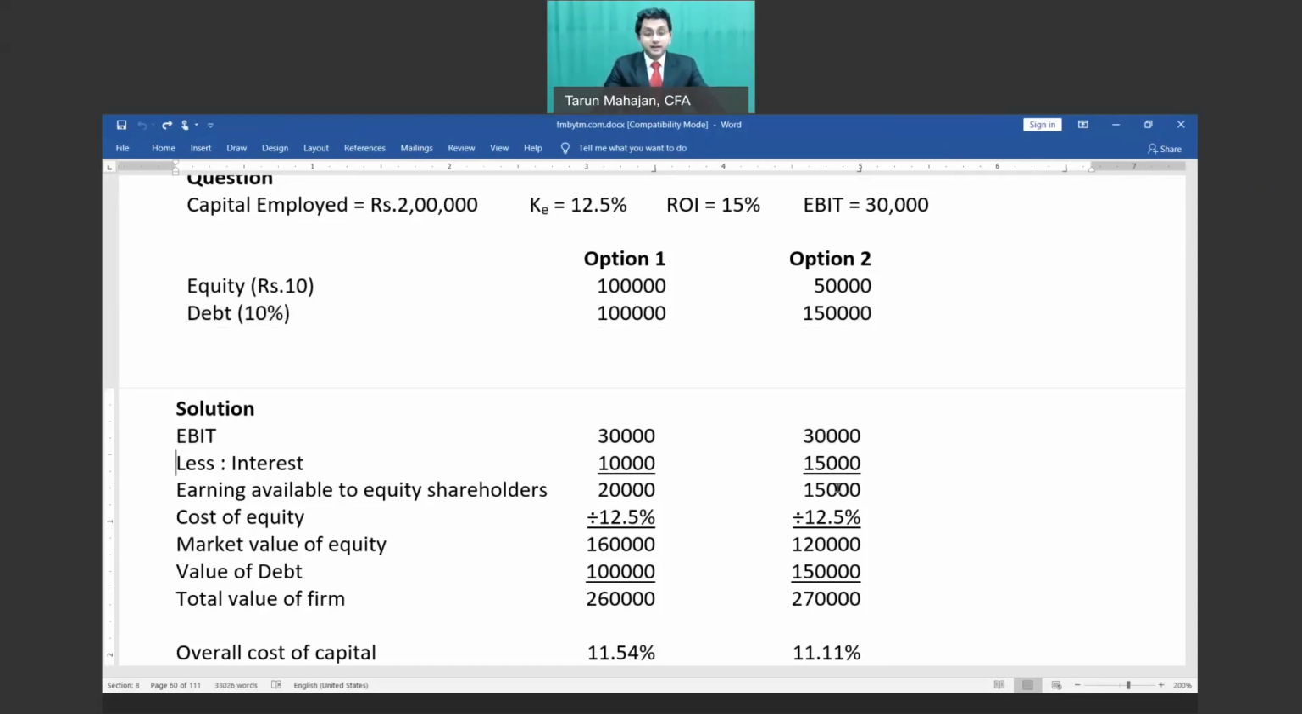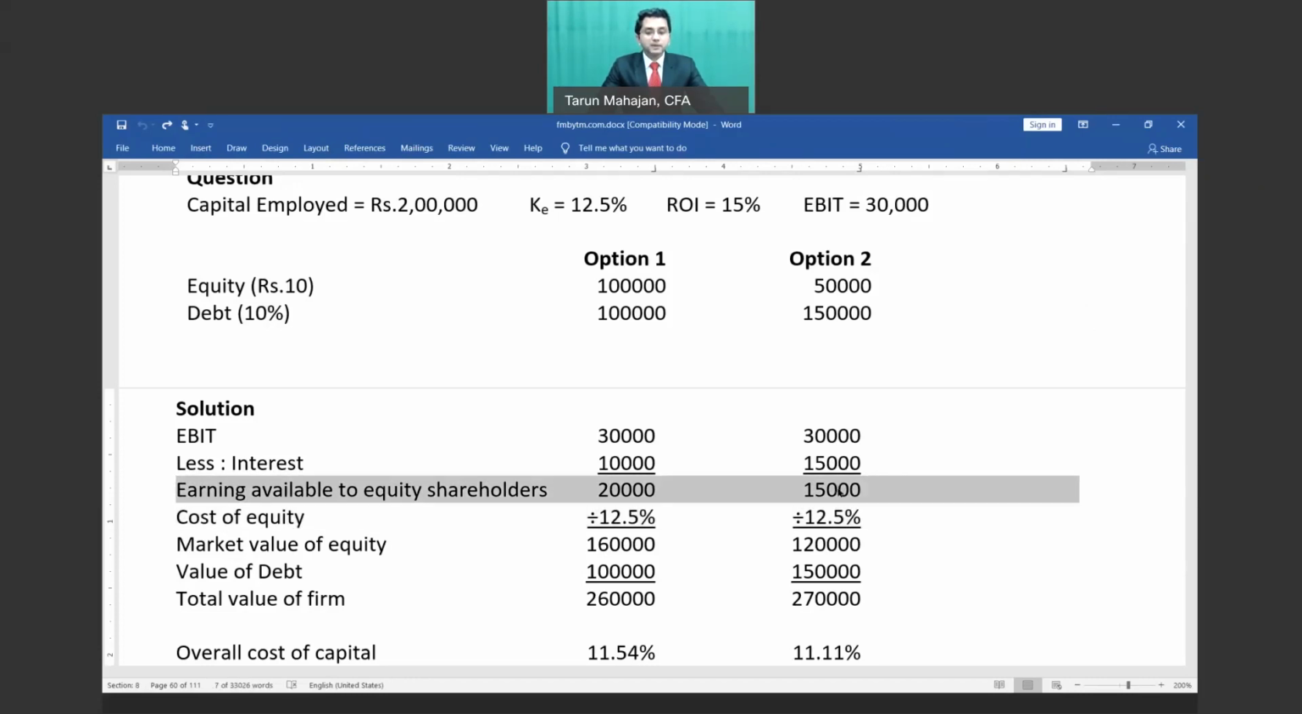Then I deduct interest at the rate of 10%, which is 10,000 and 15,000. So I come at earning available to equity shareholders, which is 20,000 and 15,000. Now I don't calculate per share figure. I keep it in total amount. I don't calculate per share.